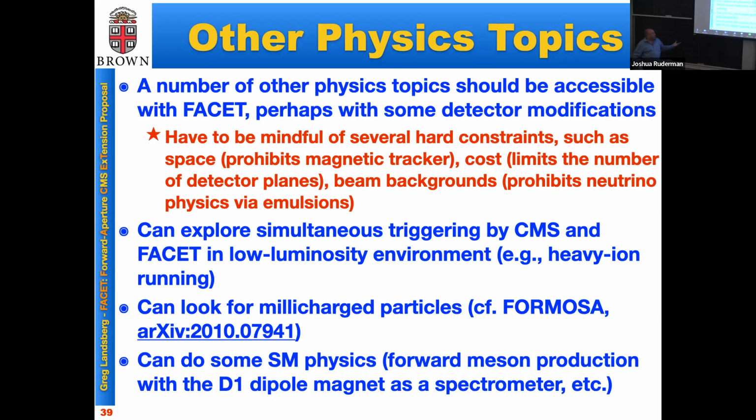But as I showed you, we have rather huge sensitivity to different processes. And if we can reconstruct taus, that would be even more interesting because FASER cannot really reconstruct tau decays. Using the CMS calorimetry technology, we might be able to do that quite well. And as I mentioned, we could do some standard model physics, say forward meson production, where we use D1 as the analyzing spectrometer, which is a Tesla magnet right in front of us, to deflect the particles and see the decays from the D mesons, which normally go through the beam pipe.